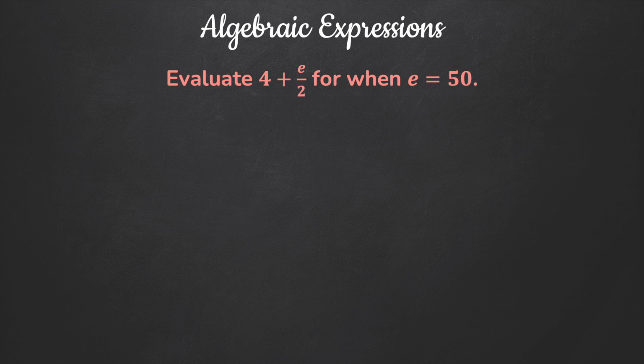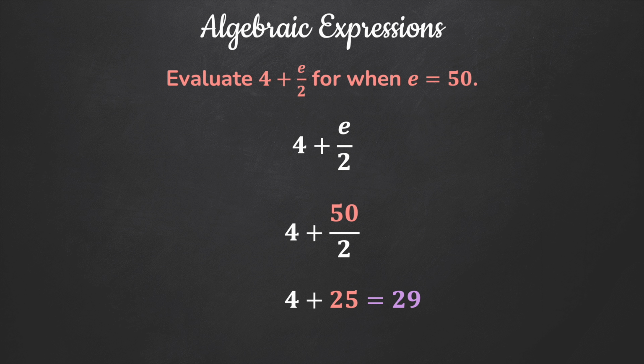Next, we have evaluate 4 plus e over 2 for when e is equal to 50. Here we have addition and division, and we're going to substitute our variable e for 50 because it's given to us that e is equal to 50. Because we have addition and division, we do have to divide first. So 50 divided by 2 is equal to 25, and 4 plus 25 is equal to 29.